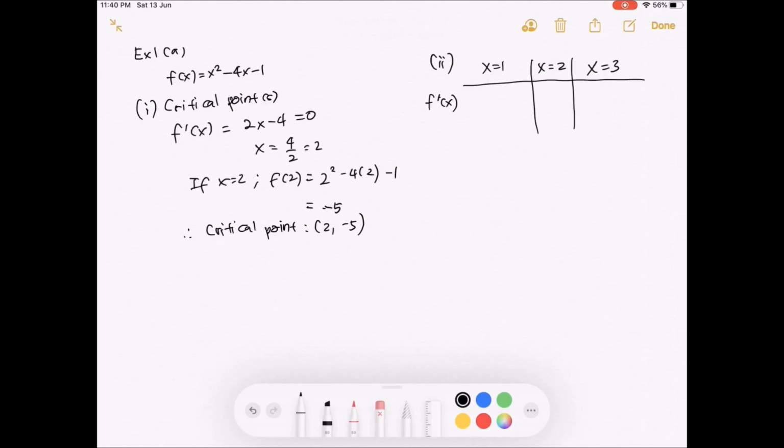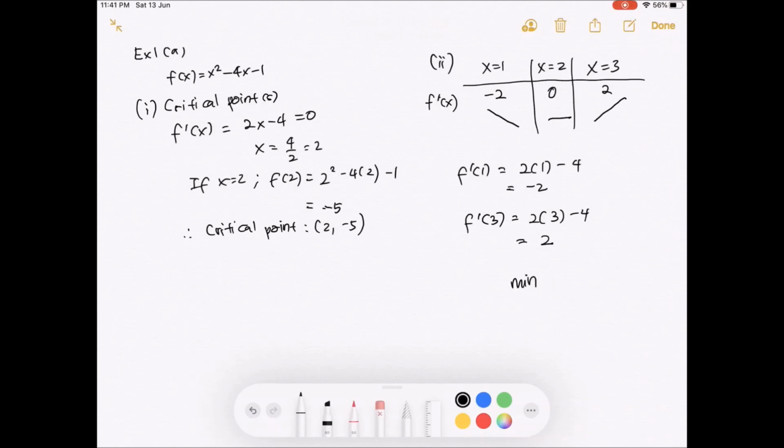We have known that f'(2) equals 0, which means the slope is constant. If we have f'(1), then I will have 2 times 1 minus 4, which is negative 2. Negative 2 is a negative value, so the slope is decreasing. And then f'(3) is 2 times 3 minus 4, which is 2. The value 2 is positive, so the slope is increasing.